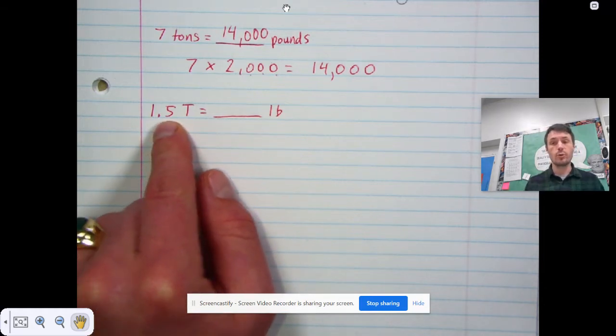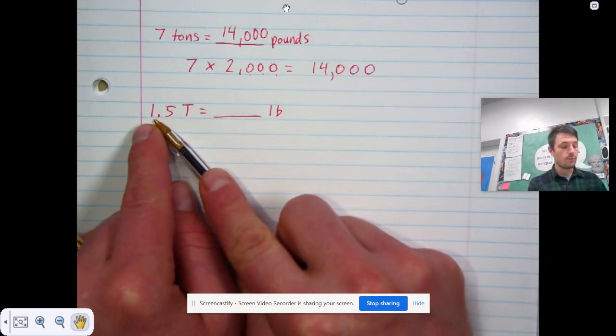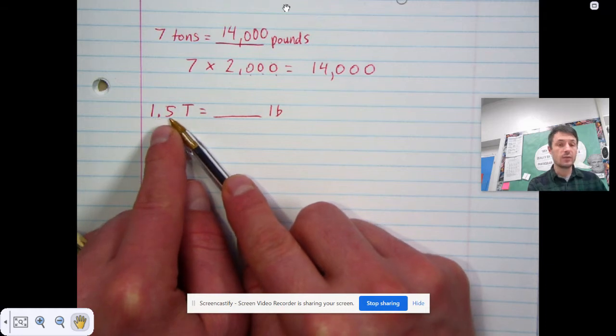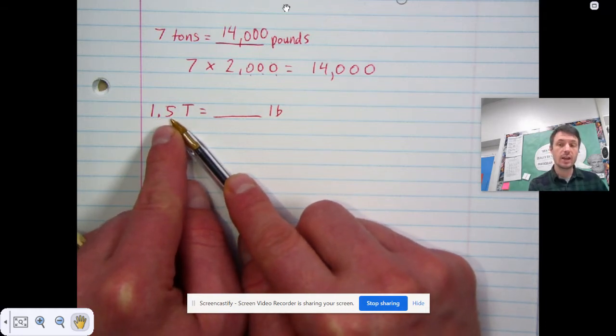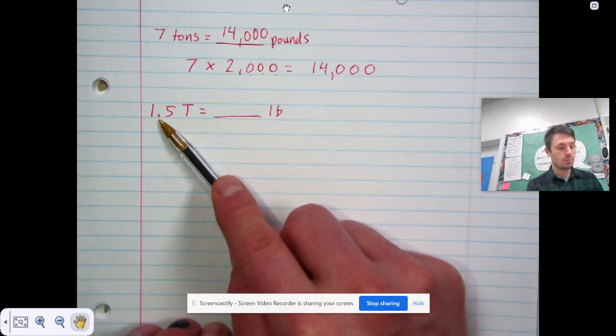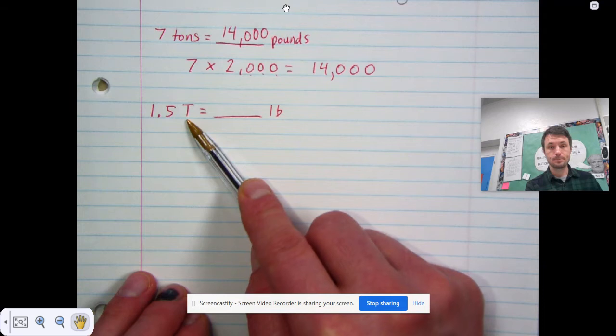Now, one thing that's important to point out, it's something that I've already taught you. 1.5 means 1 and 5/10. 5 is half of 10. So 0.5 means half. So anytime you see a 0.5, that's a half. So this is 1.5 tons.